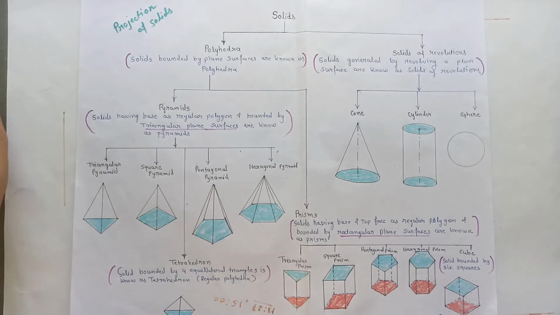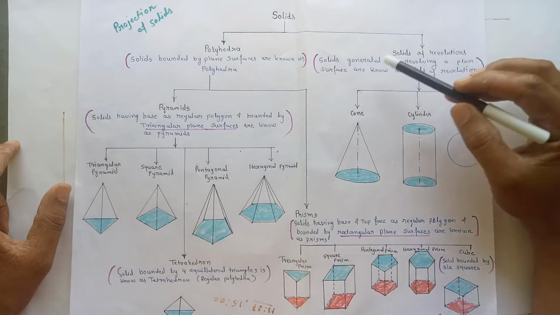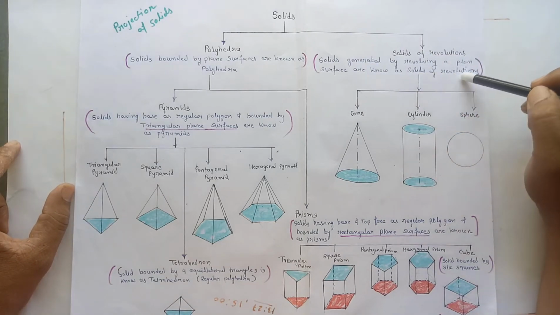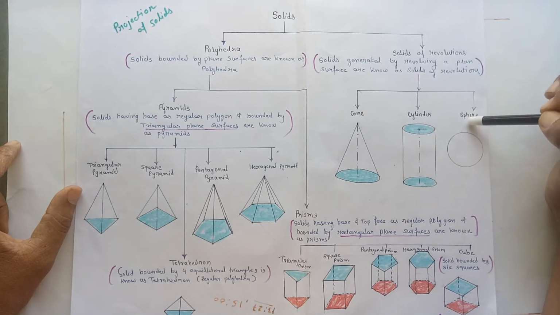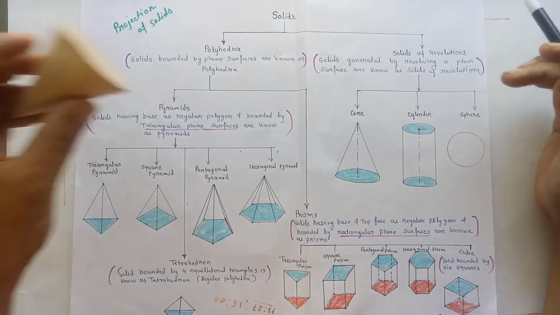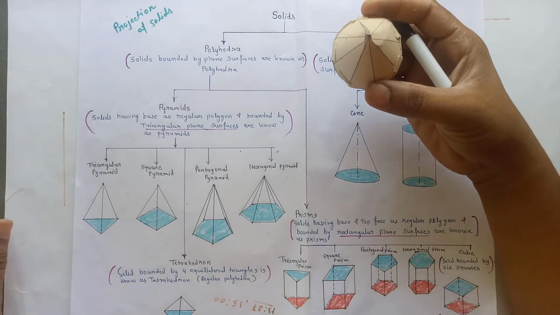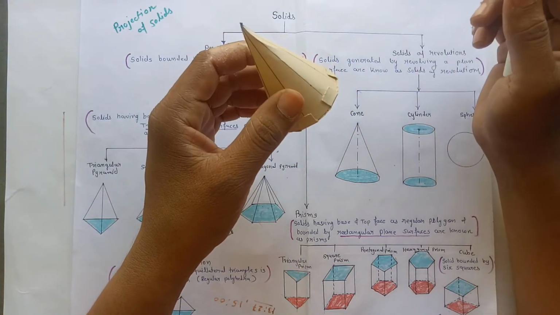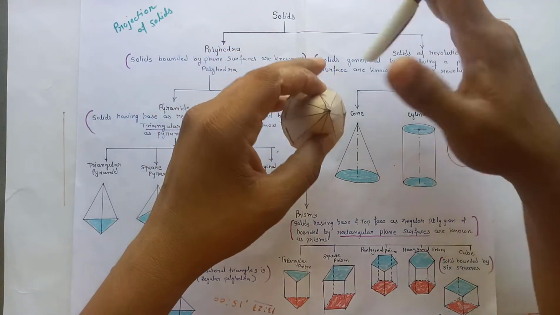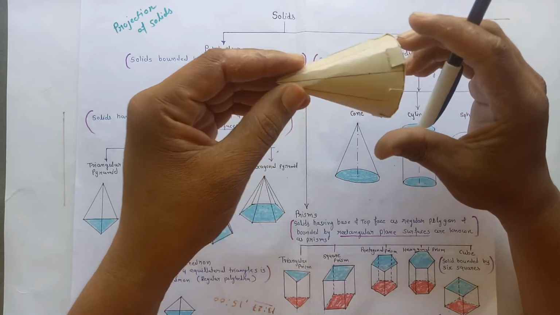What are solids of revolution? Solids generated by revolving a plane surface are known as solids of revolution. The examples of the solids of revolution are cone, cylinder, sphere. This is the cone. A cone is the solid generated by revolving a right angle triangular plane. If we rotate the right angle triangular plane about its altitude, then it will generate the cone.